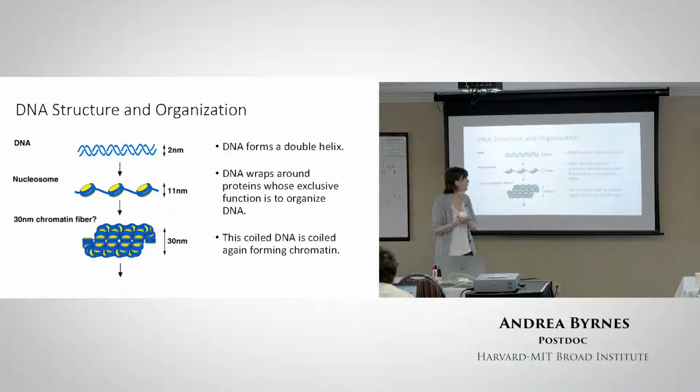So we talked about how DNA forms a double helix. It wraps around proteins, often called histones. Their exclusive function is to organize the DNA, so you keep it from getting tangled. And then the chemical properties of these histones cause it to coil again. So we have this sort of double level of coiling.